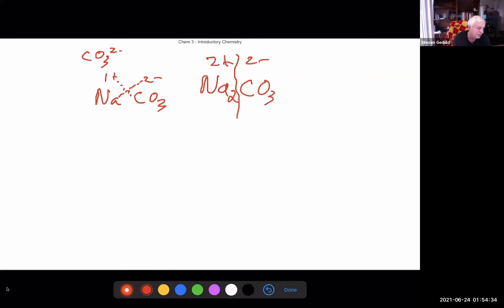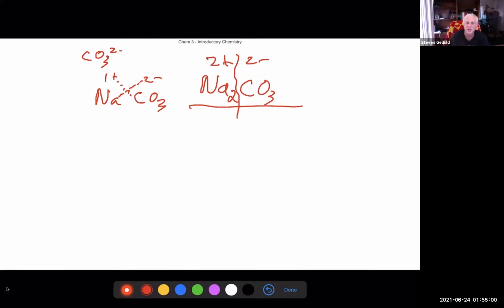I guarantee you 30% of the class is going to miss this on the midterm. Because one of the choices of your multiple choice exam is going to be disodium carbon trioxide to name this thing. That is not disodium carbon trioxide. That is sodium carbonate. Okay. Know your polyatomic ions. Okay. Know how to name them.